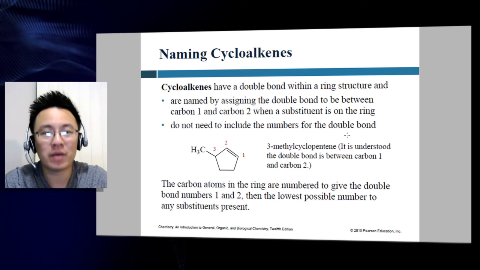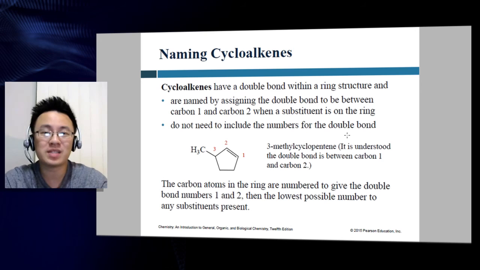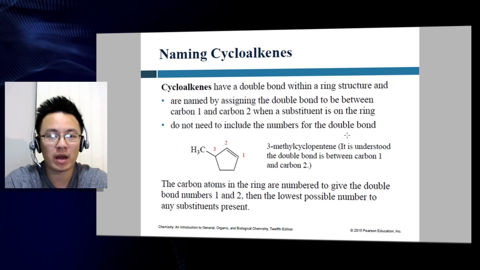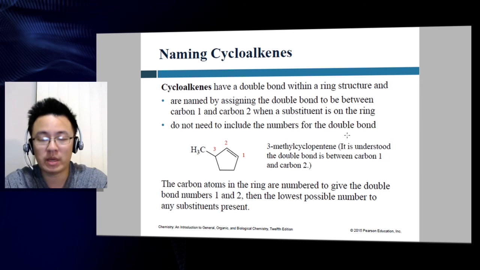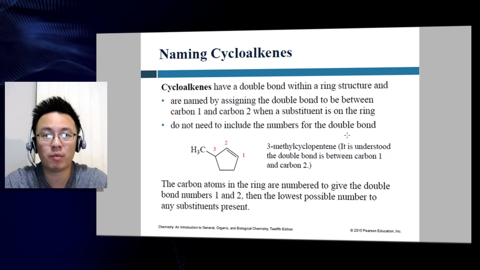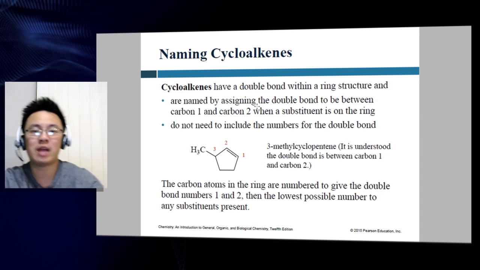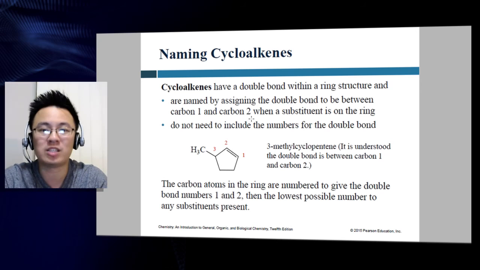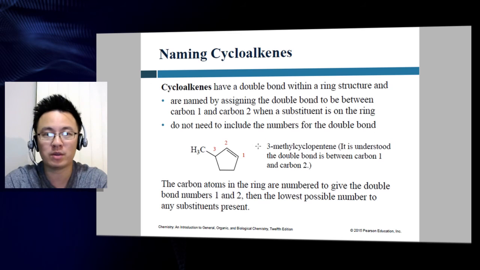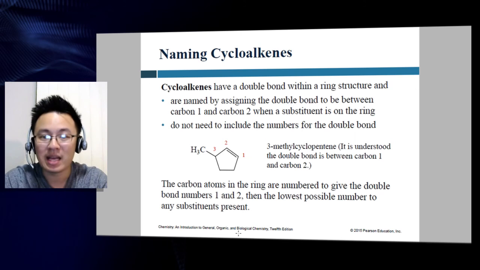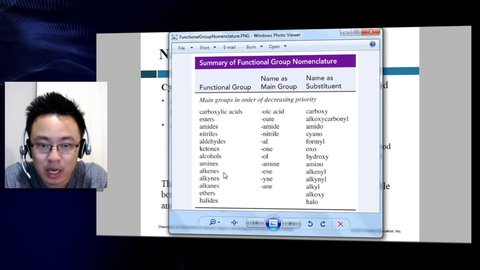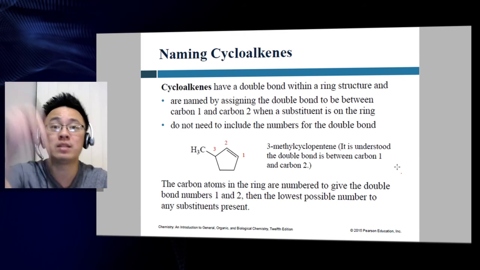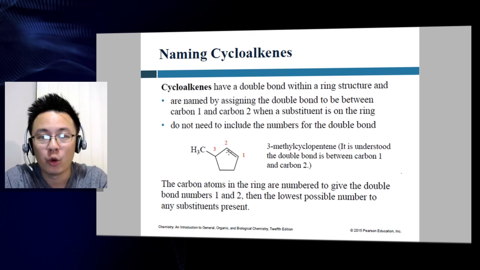All right, cycloalkenes, just like cycloalkanes, except for this cycle, we do have a double bond, and we need to tell the reader, or the scientist, where that double bond is. So cycloalkenes have a double bond within a ring structure and are named by assigning the double bond to be between carbon 1 and carbon 2 when a substituent is on the ring. Once again, since the alkene is a higher priority compared to alkanes, we want to keep that at its lowest number. So we want to start here with the number 1.